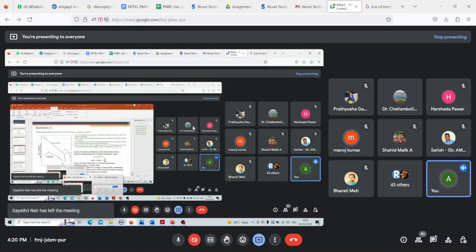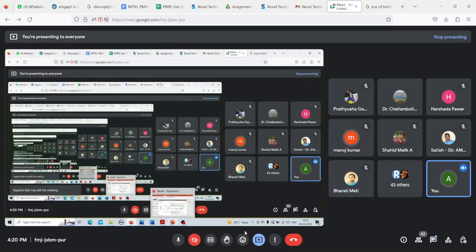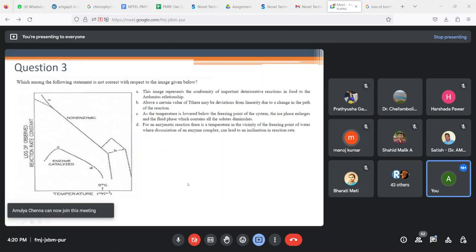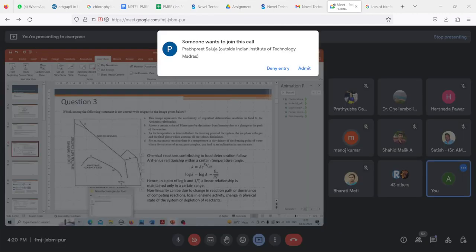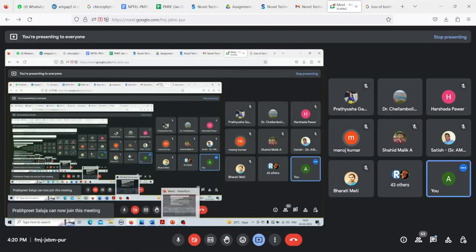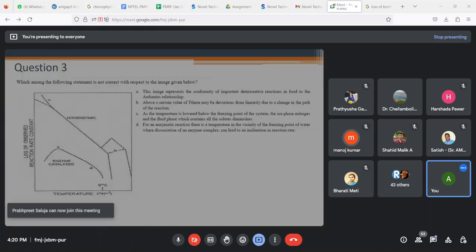So this was also discussed in the lecture videos. If you remember seeing this graph, can you explain what is happening here? Can anybody explain what is happening here? What is this graph that you're looking at?